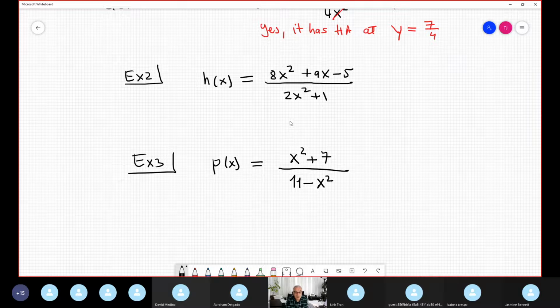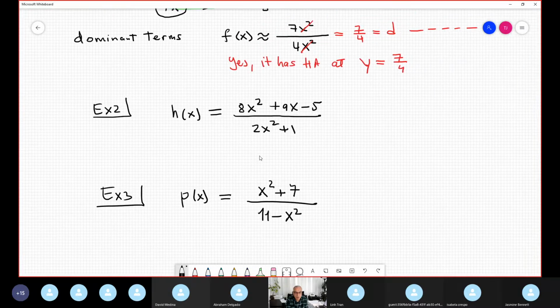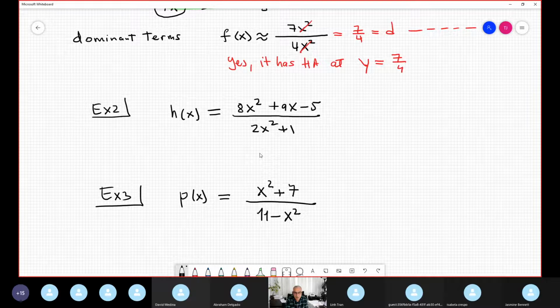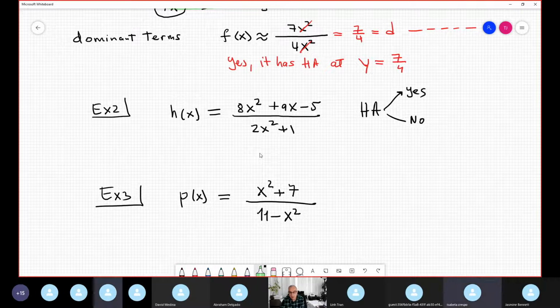My question is, let's focus on example 1. Do we have a horizontal asymptote, yes or no? Yes. Why? Because they have the same degree. Degree of the polynomial at the top is 2, degree of the polynomial at the bottom is 2. Okay, super. So it's yes.